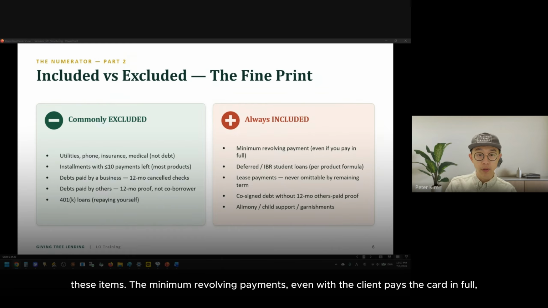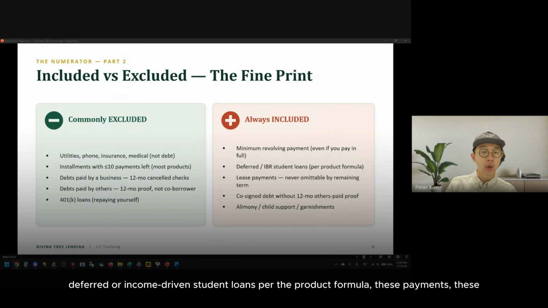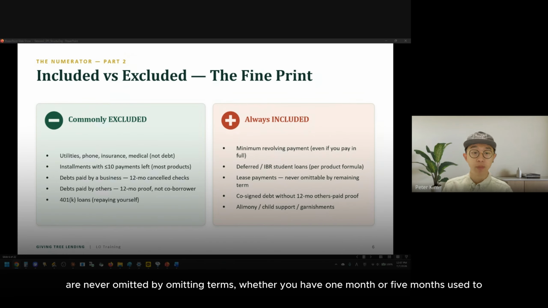But always include these items: the minimum revolving payments, even when the client pays the card in full, deferred or income-driven student loans per the product formula, and lease payments. These are never omittable by remaining term, whether you have 1 month or 5 months left, you still count them.